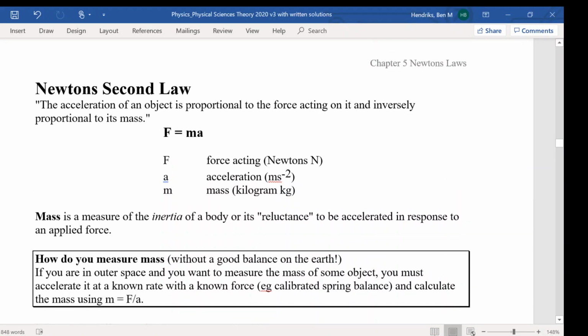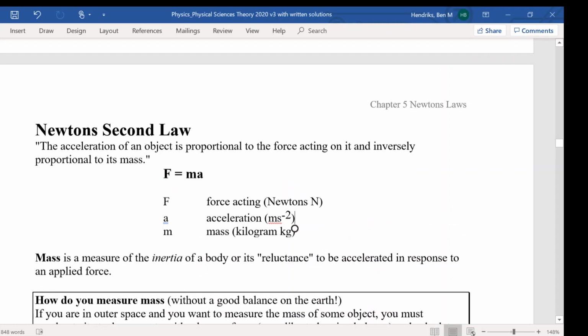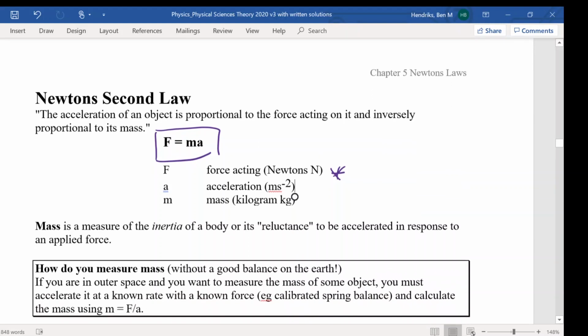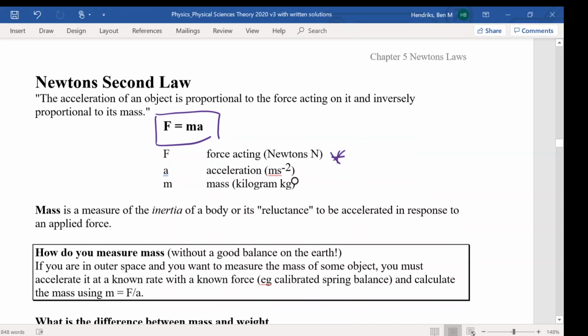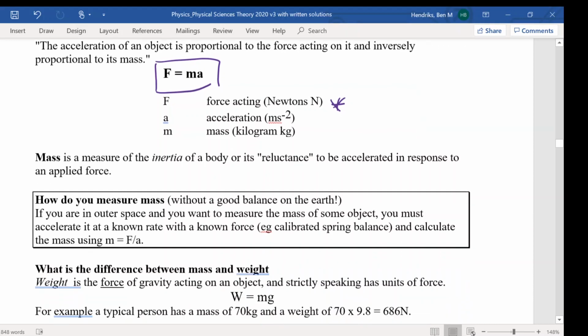Okay, so now we're going to look at Newton's second law, and here it is. Newton's second law states that force is equal to mass times acceleration. As I said in one of my earlier videos, force is measured in newtons, acceleration in meters per second squared, and mass is in kilograms. Okay, let's have a look.